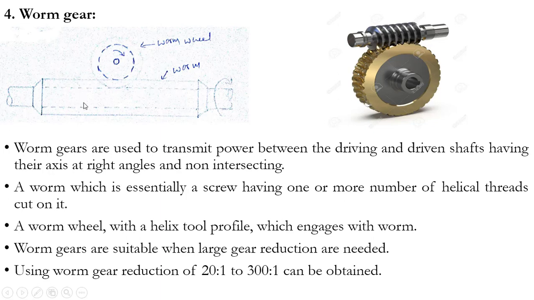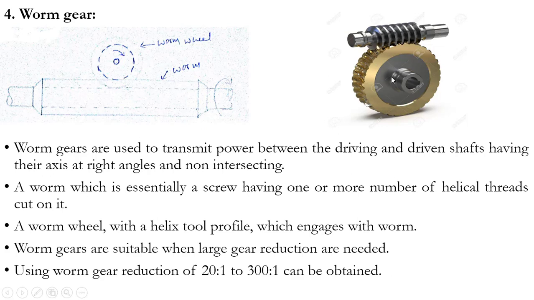Yes, you can see the simple diagram for worm gear, and one more image here. Worm gears are used to transmit power between the driving and the driven shafts, having their axes at right angles, but they are non-intersecting. Here also you can see that. I will clearly show you. This is the axis of this gear, and this is the axis of this gear.